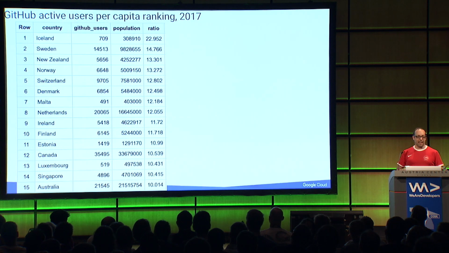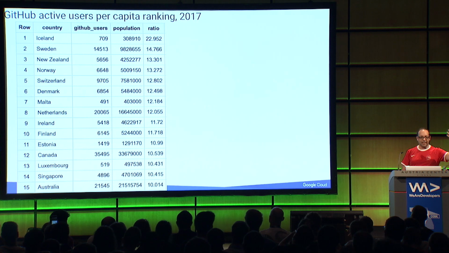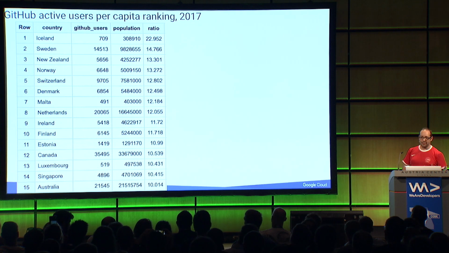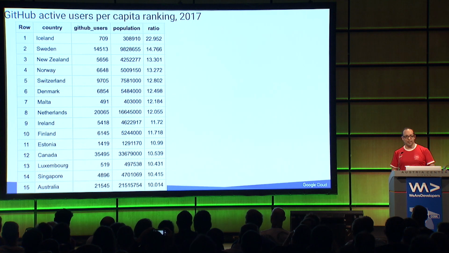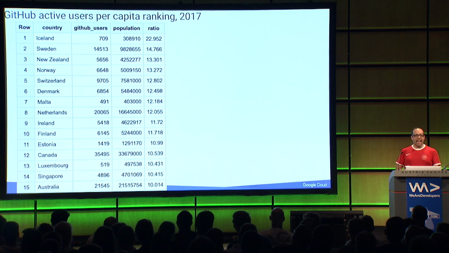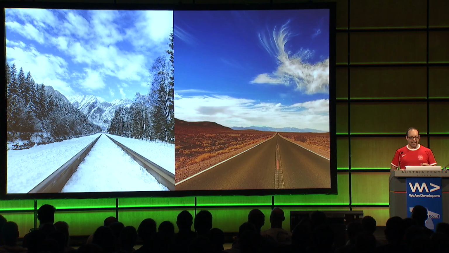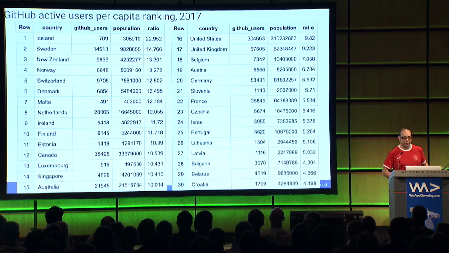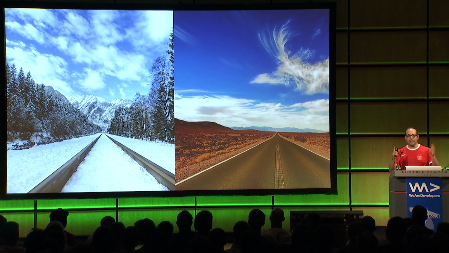The ranking says that the GitHub active users per capita ranking in 2017, the top countries were Iceland, Sweden, New Zealand, Norway, Switzerland. Basically, cold countries. Do you agree? Well, we can go deeper. I have all weather data in, well, these are other countries if you want to see your own, but we can come back here in questions. But let's talk about weather.